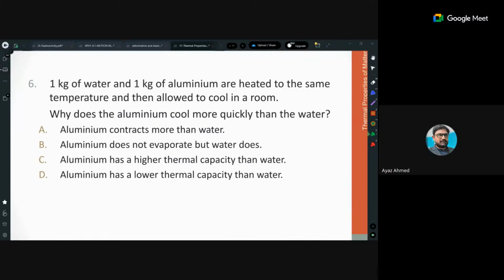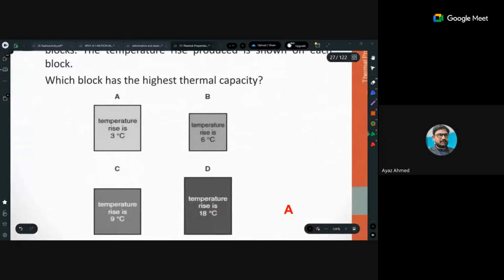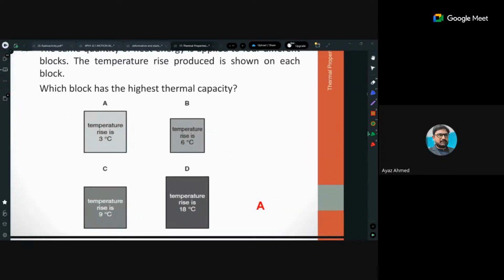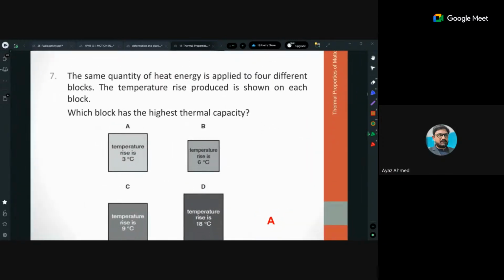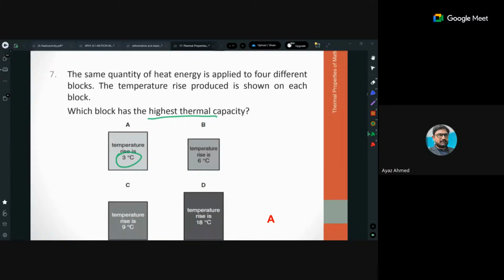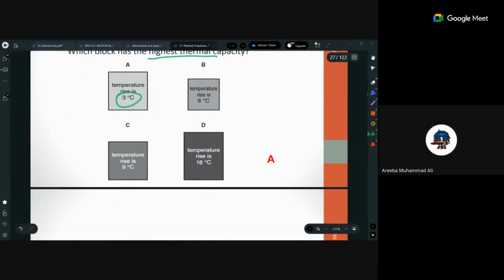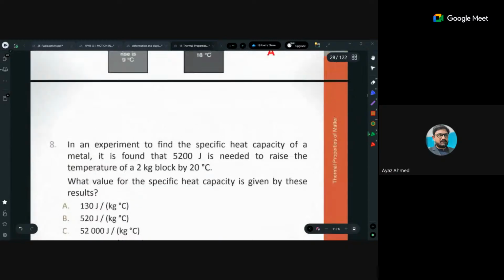Is it? Yes, sir. That's simple. Now you will be completely trained, Inshallah. Okay, option A is there, but why is that option A? Because the temperature change is smallest. That is why its highest heat capacity is for this one. Got it? Got it. Now this question won't trouble you.